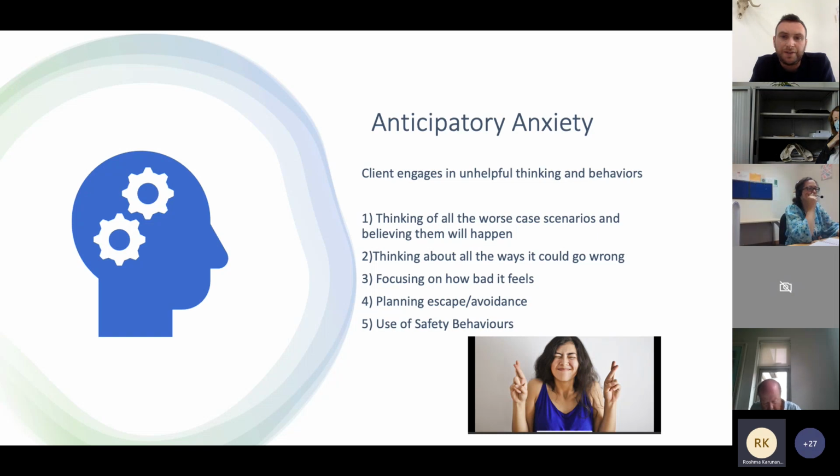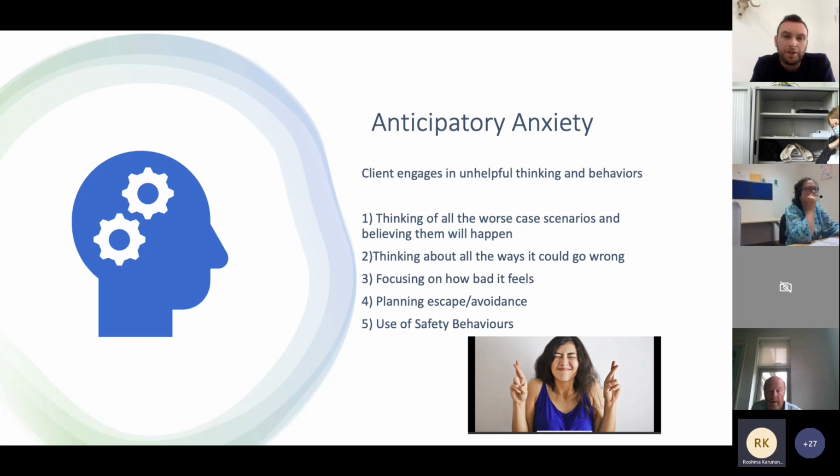They think about all the ways that it could go wrong, focusing on how bad it feels, and this may lead to avoidance, or not going out in the first place. Planning escape routes and avoidance, so planning ways to get out of trouble. That could be, for example, spending a bit of time with somebody, or just trying to figure out how they're going to get out of a situation before they've even got into it.